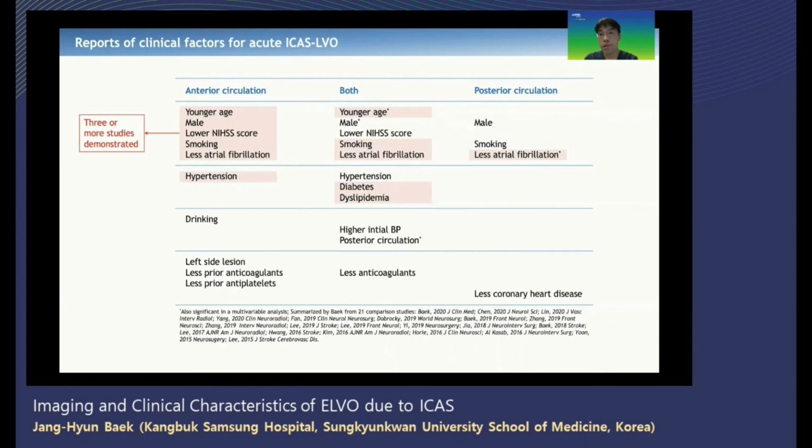So, can you predict the ICAS ELVO with these clinical variables? I think the most important problem is that the clinical features are just supportive, not decisive, in predicting the ICAS ELVO. I think we have to use other, more specific findings to suggest the ICAS ELVO.